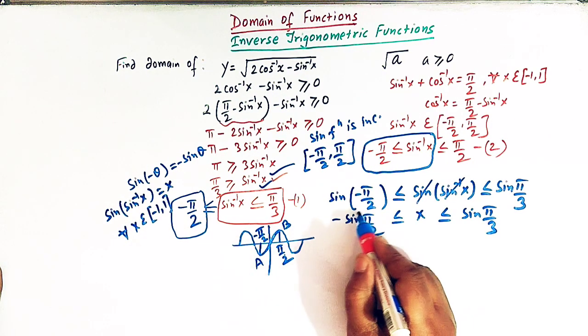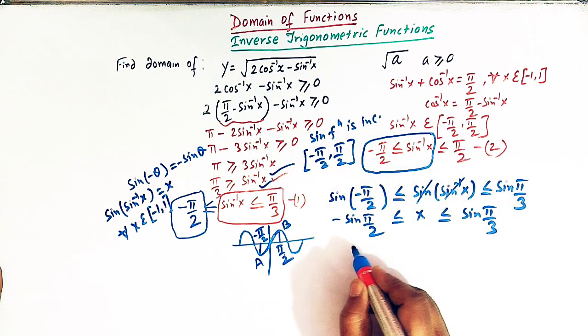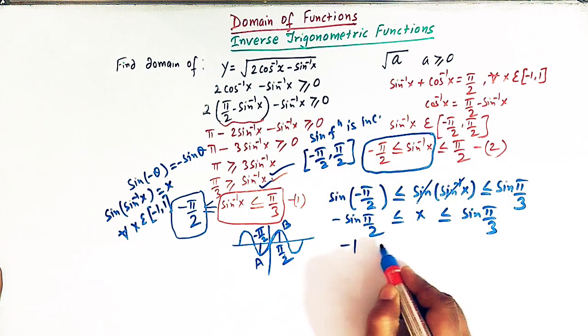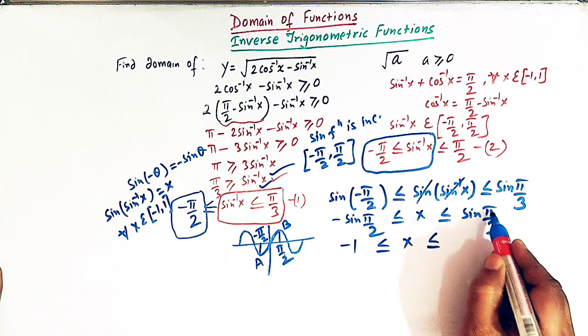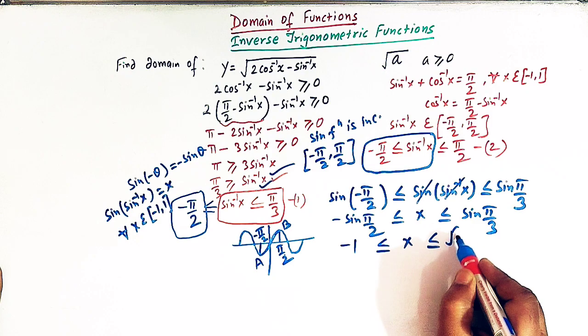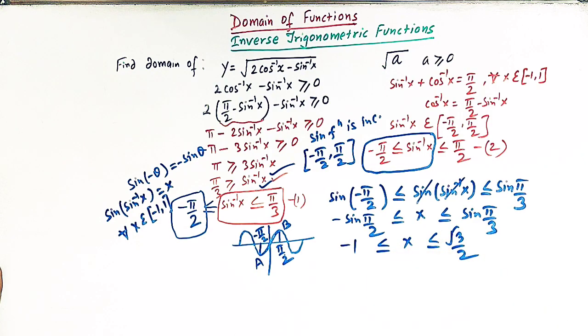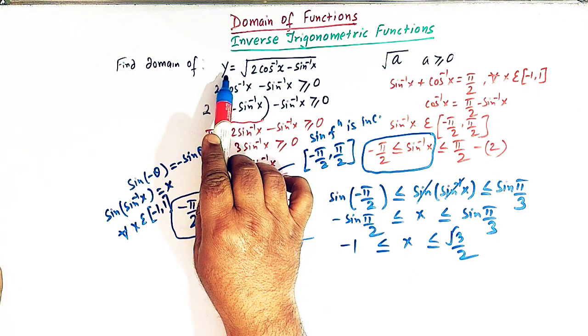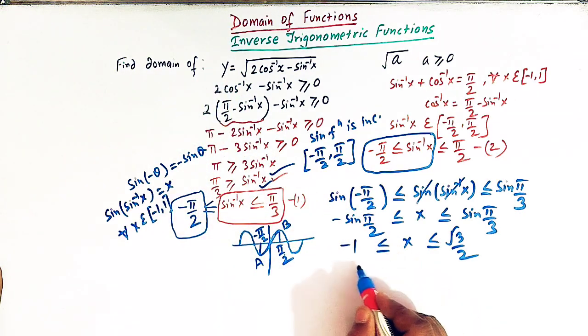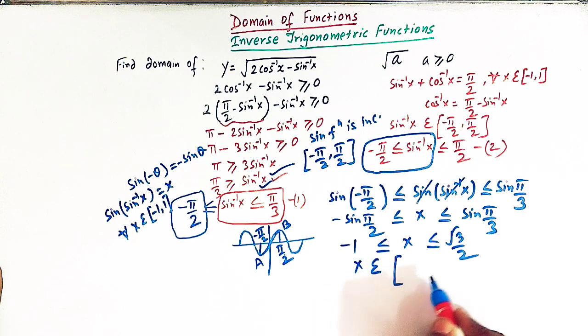So now the value of sine pi by 2, that is sine 90 degrees, is 1. So we have minus 1. Here we have x, and here we have sine 60 degrees, which is square root of 3 over 2, right? So we have got our domain, that is the domain of this function. So x belongs to the closed interval from minus 1 to square root of 3 over 2.